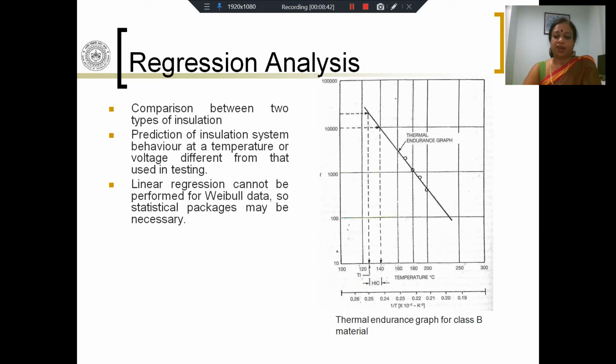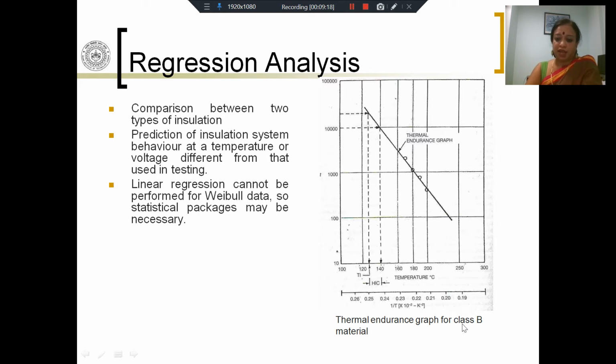Then we come to regression analysis. Regression analysis is generally used for lifetime analysis. So lifetime analysis, let's say for example, here I have an example of data for a thermal endurance graph for class B material. What is class B material? I'll come to that later. Thermal endurance graph, what temperatures can that material withstand? Remember, dielectrics do not only have to possess dielectric properties, they also have to possess good non-electrical properties so that they can be used as good insulating materials.